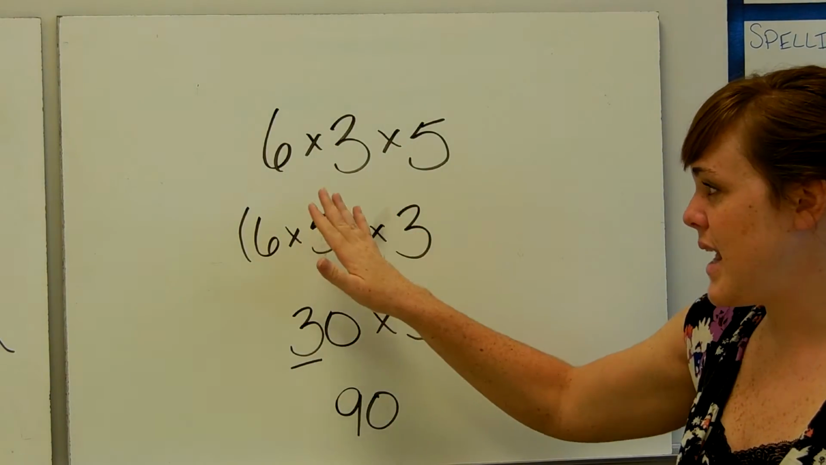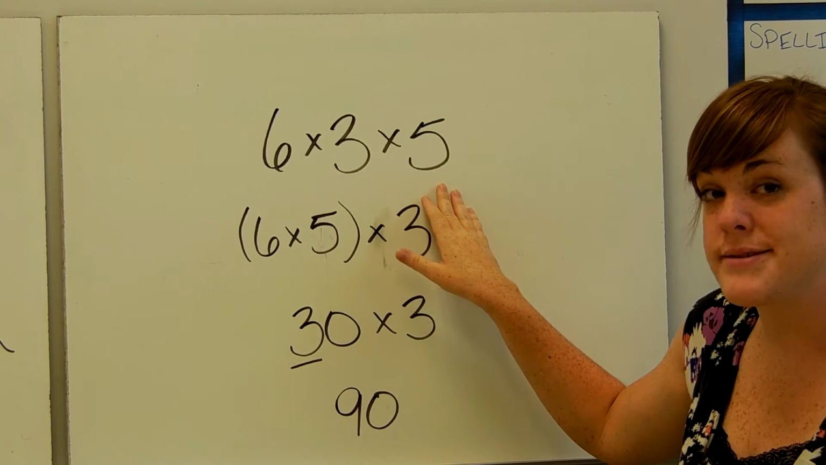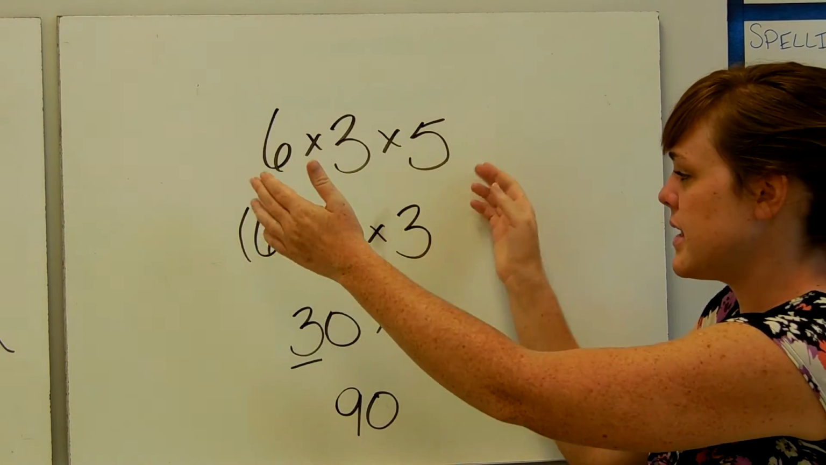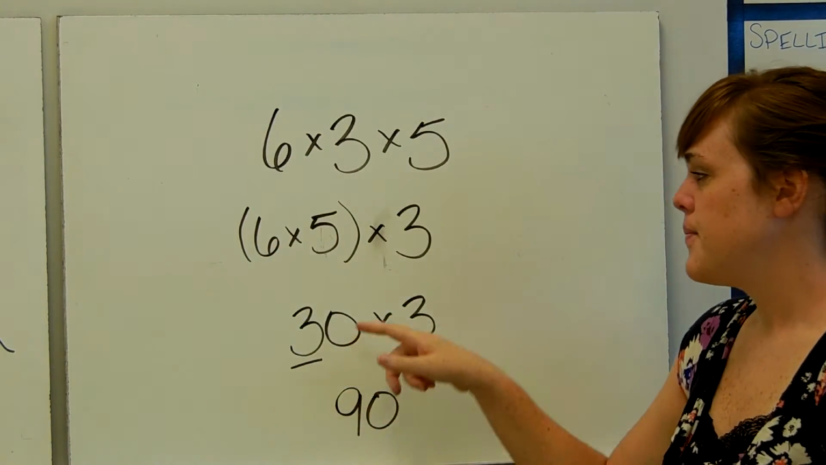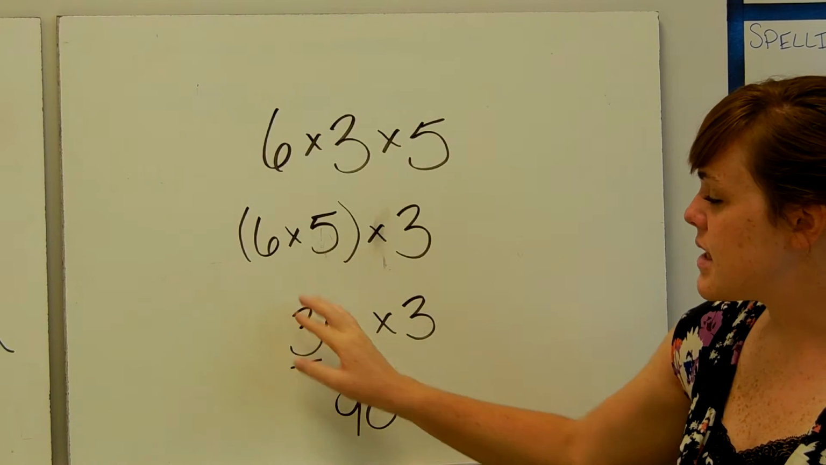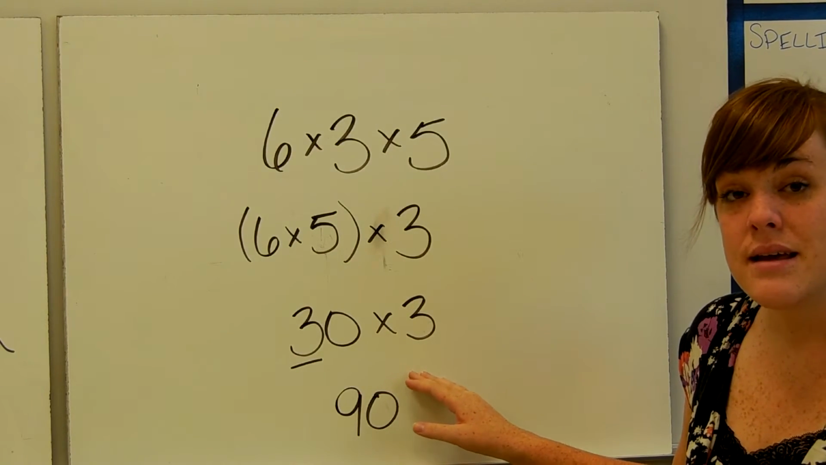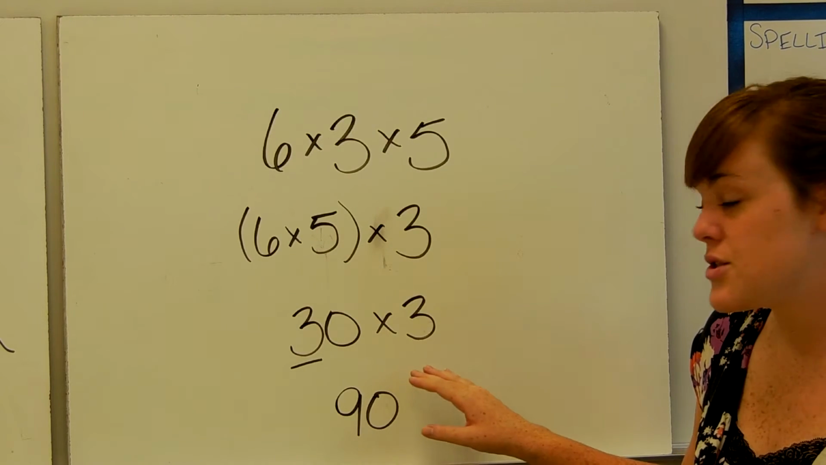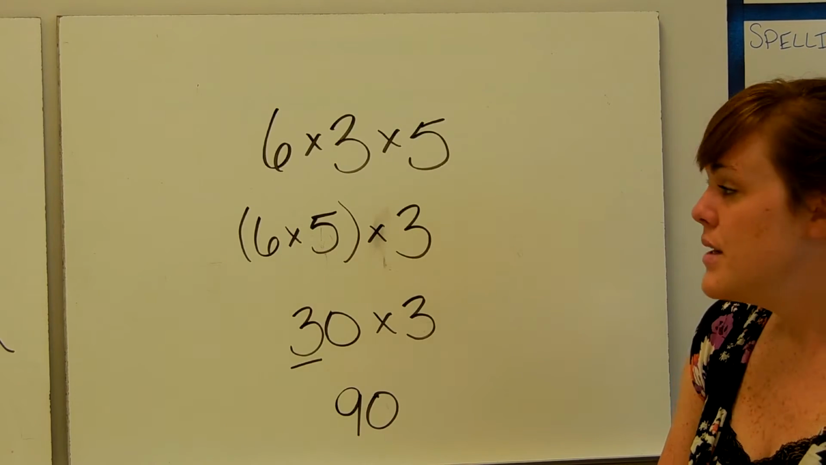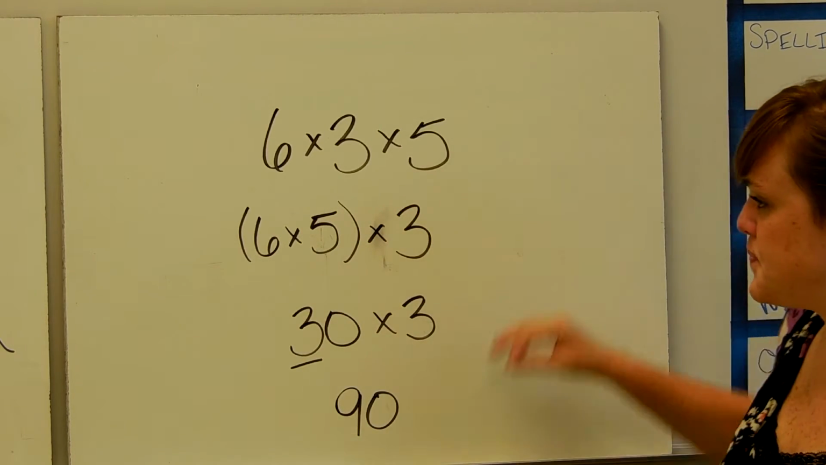So maybe I see that 6 times 5 is going to give me 30, and that will be easier to work with than doing 6 times 3 then 5. So I'm going to take these, group them together, and then I still have all three numbers. You see? 6 times 5 is 30. 30 times 3 is easy mental math because I can just do the 3 times the 3 is 9 and then add my extra 0. So 6 times 3 times 5 is 90.